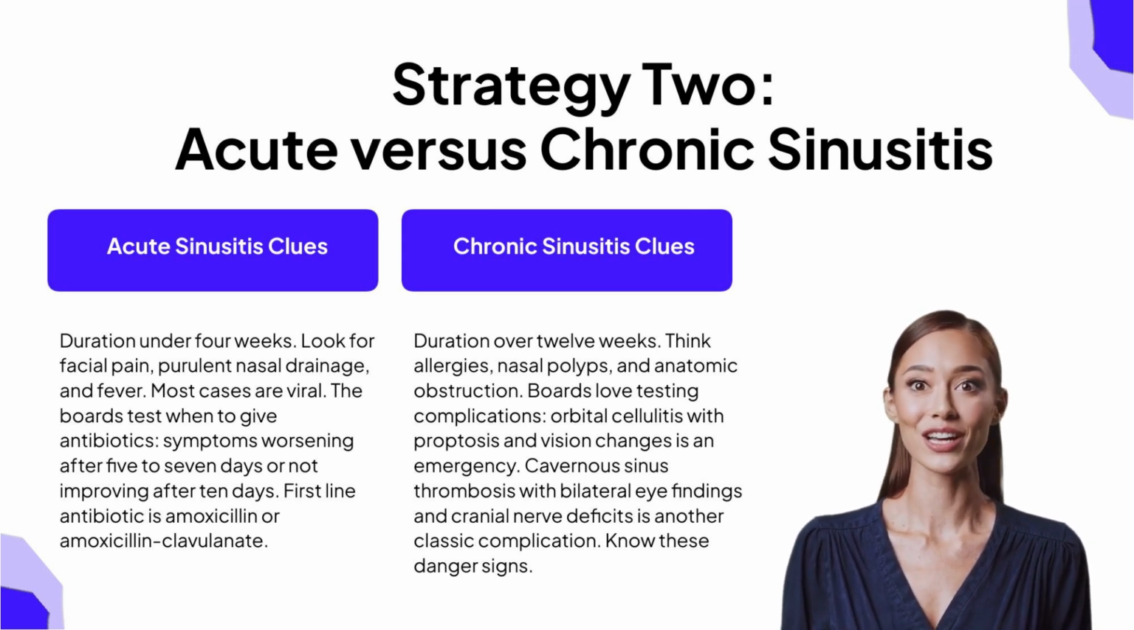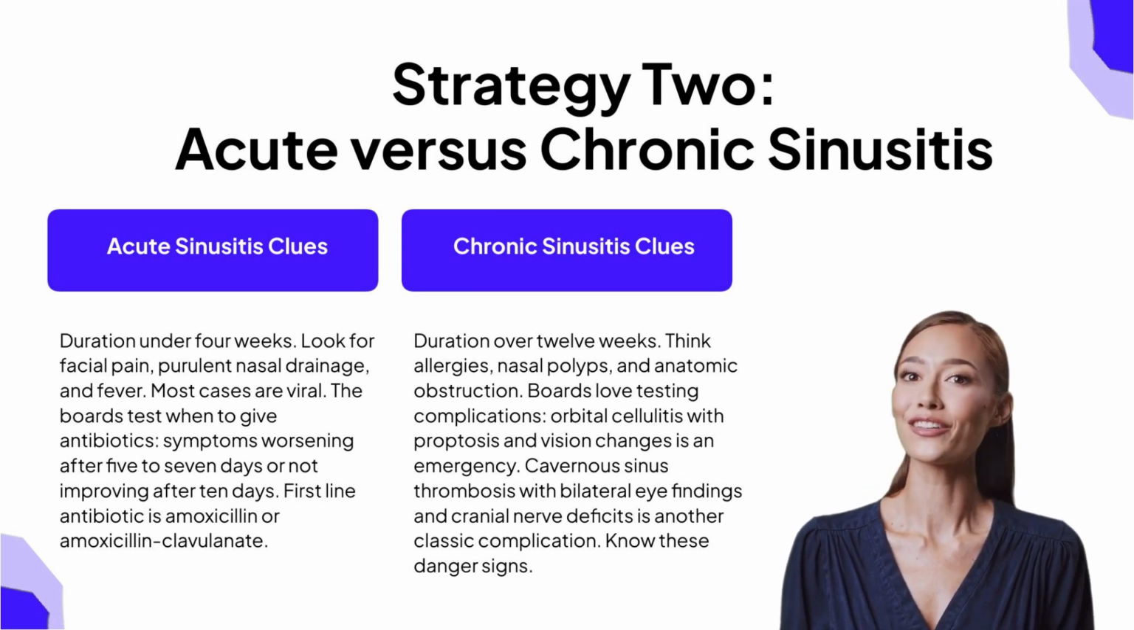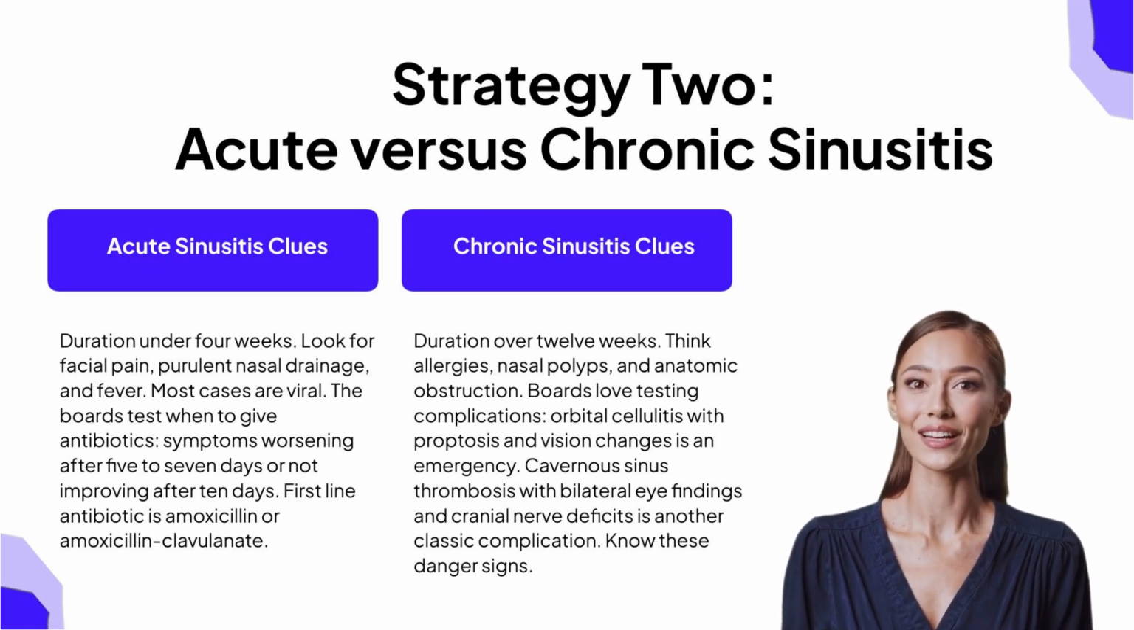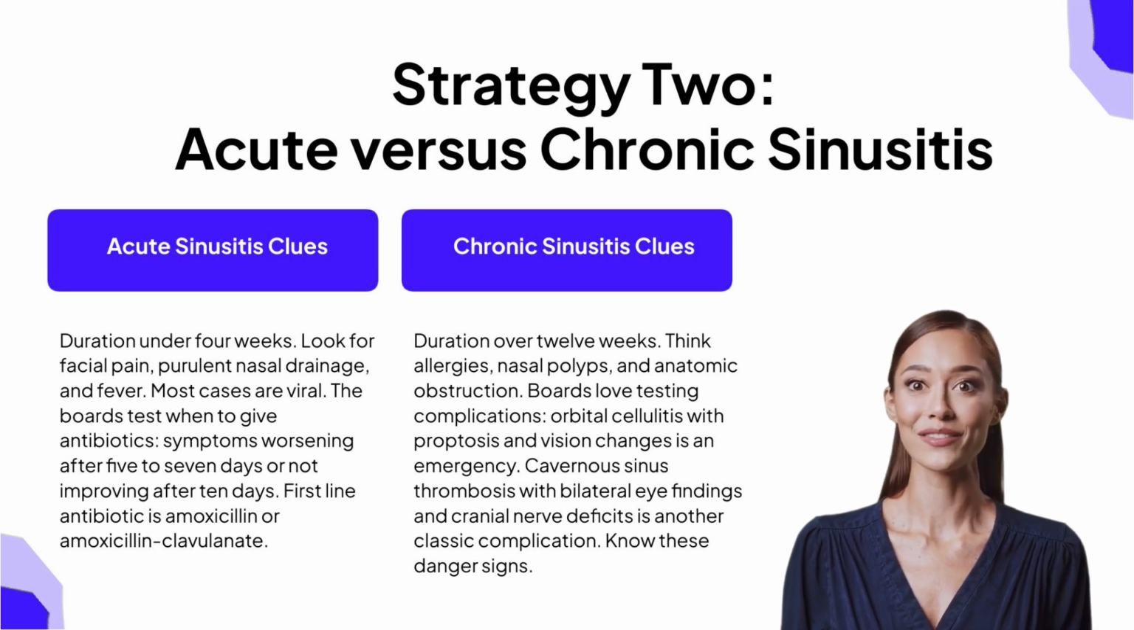For chronic sinusitis, the duration is over 12 weeks. Think about underlying causes like allergies, nasal polyps, and anatomic obstruction. But the real high-yield material here is complications. Orbital cellulitis presenting with proptosis and vision changes is an emergency that requires immediate intervention. Cavernous sinus thrombosis with bilateral eye findings and cranial nerve deficits is another classic board complication. Know these danger signs because they appear frequently on the exam.